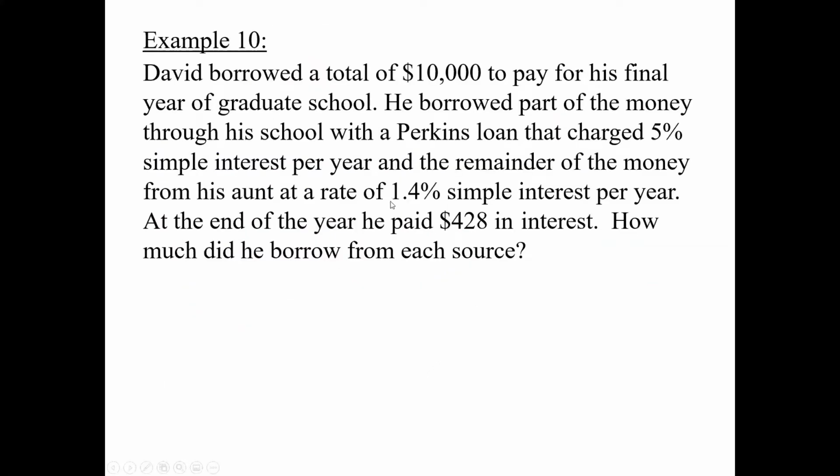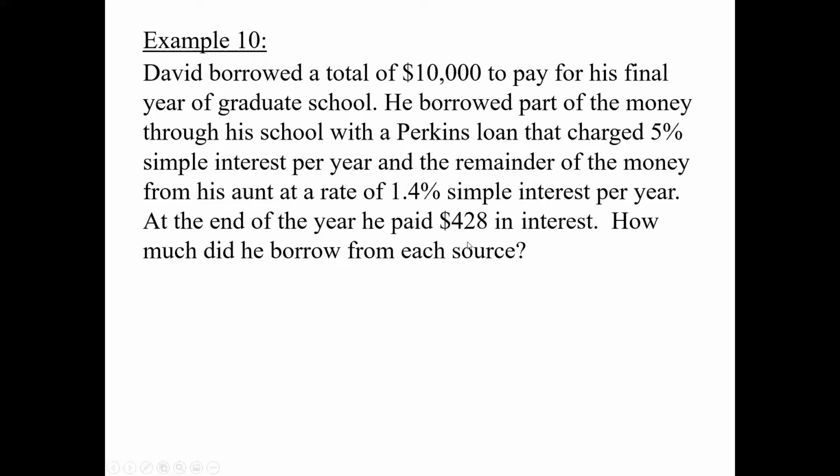A little bit different problem this time. This time we're using the I equals PRT problem, or A equals P plus PRT. And in this case, David borrowed $10,000 to pay for his year of graduate school. He borrowed part of the money with a Perkins loan through the school that was 5%, simple interest. Remember, that's just I equals PRT. And the remainder of the money from his aunt at 1.4%, again, simple interest.